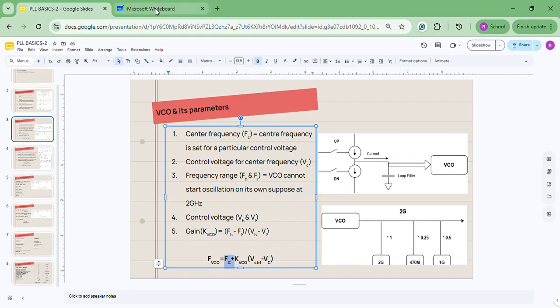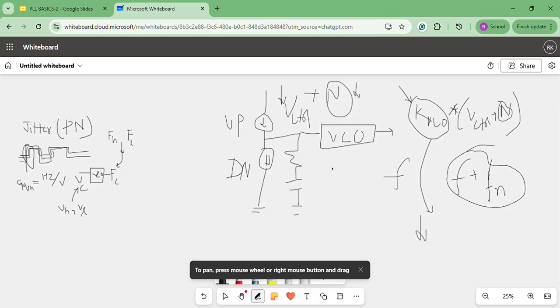Okay, so one more doubt can come. We are generating 2 gigahertz. Can we generate 200 gigahertz out of this PLL? The answer is no. We don't have proper control on KVCO, because to generate 200 gigahertz of frequency, we need to increase KVCO.